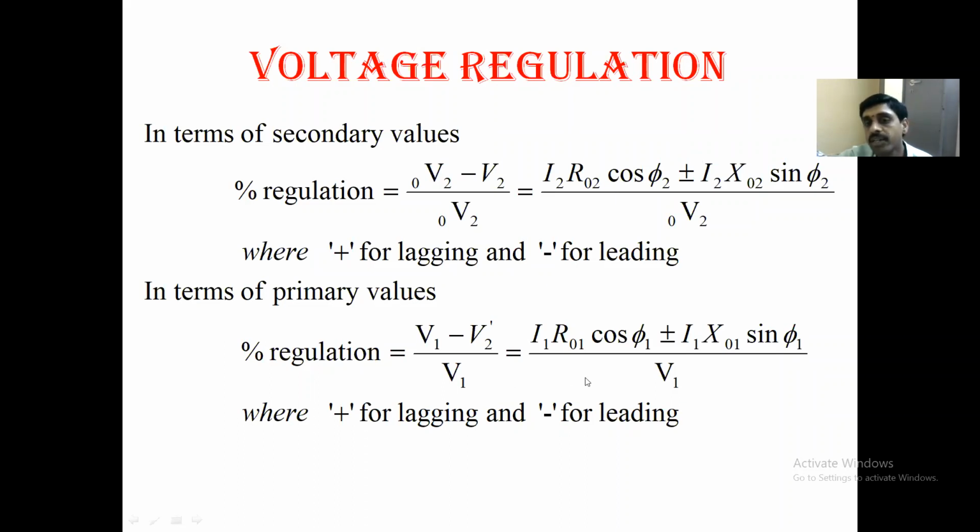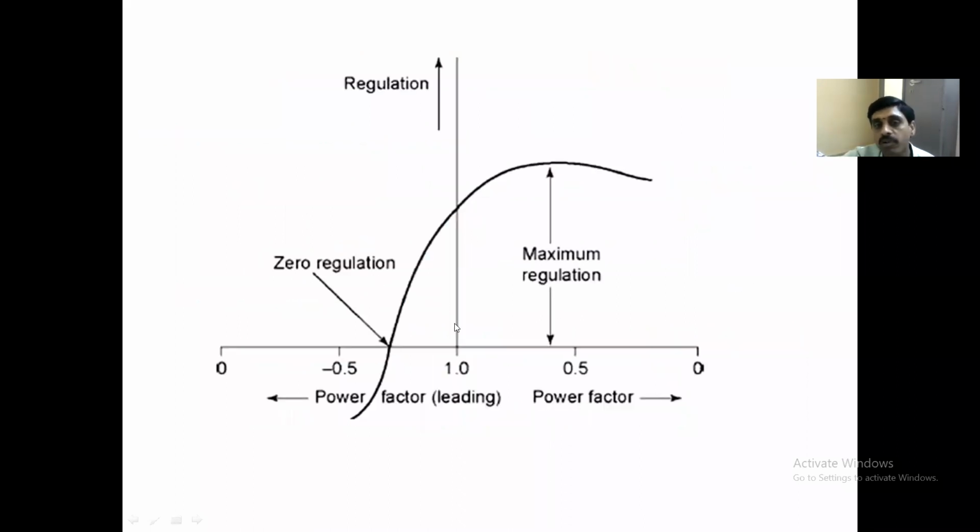Therefore, we can write the regulation like this. And the same way, we can write the regulation formula either in terms of values referred to primary or referred to secondary. Both ways you can write it. So if you refer to primary values, it is I1 R01 cos phi 1 plus or minus I1 X01 sin phi 1, divided by V1. You can write like this also. Okay. Some important points we'll see in the regulation. For leading power factor, you can see the regulation like this. This is zero regulation. For lagging power factor, it is positive regulation.